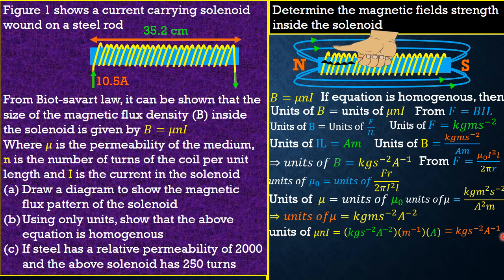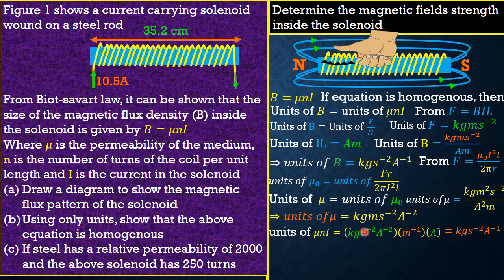Great. So guys, if you look at this so well, you can see that the units of mu and I is equal to what? We have kilograms per second squared per ampere, right? And if you look at the unit of B in this case that we found, the unit of B is what? Kilograms per second squared per ampere. So now, guys, since the unit of B is the same as the units of mu and I, we can conclude that this our equation now is homogeneous.